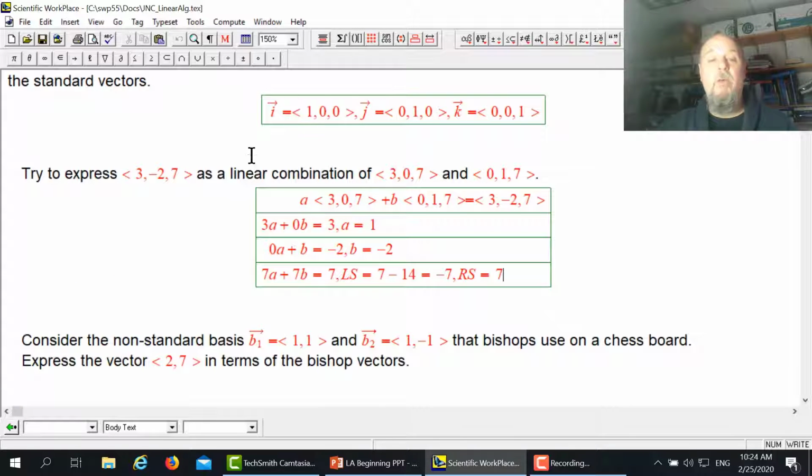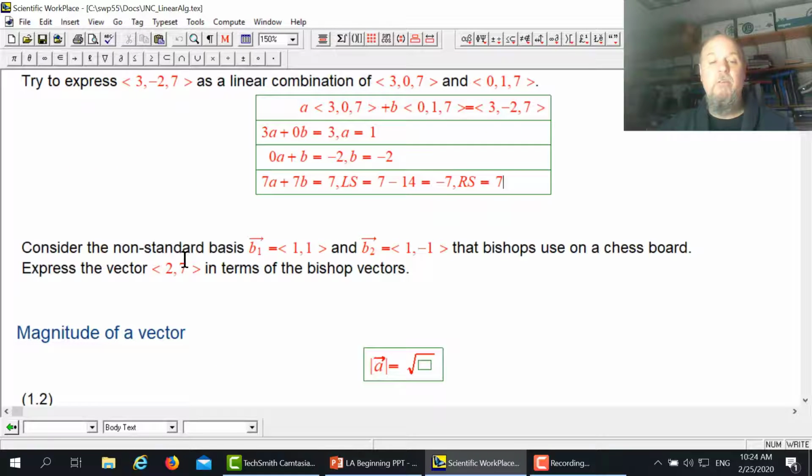Anyway, why do we express things in terms of basis vectors? Well, sometimes it's convenient. Think about these. These are non-standard basis vectors in 2D called the bishop vectors, because they're how you would move diagonally on a chessboard. One up, one over. You'd stay always on the white squares, let's say, if you started on the white squares, or one over, one down. So these would keep bishops on a chessboard always on the white squares.